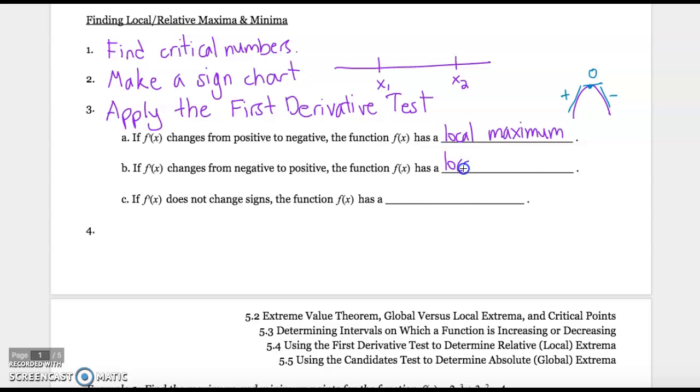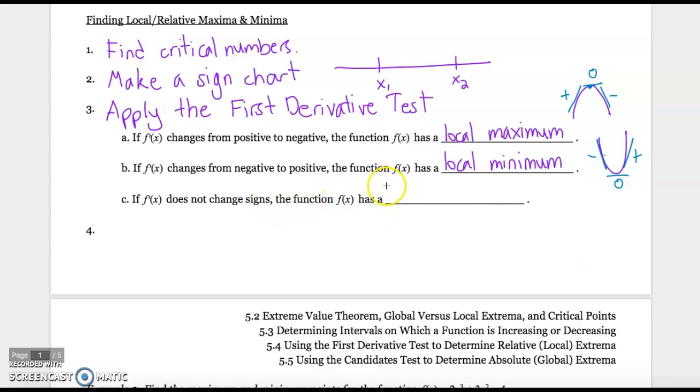If you have a local minimum, it's because your derivative changes from negative to positive, for the very opposite reason. If I have some minimum value on my original function, you had a critical number there. Before you reach that, the slope of your tangent line is negative, and afterwards the slope would be positive. So that means you would be going from negative to positive on your sign chart.